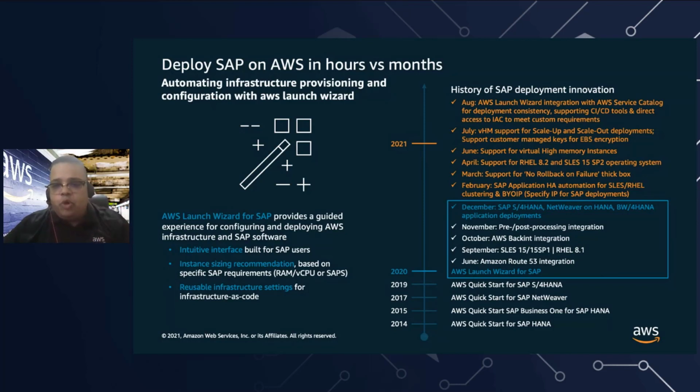Also, it supports a broad variety of best practices from both SAP and operating system perspective. For example, it automatically applies all the SAP required parameters to the SAP system. Same goes for OS based parameters, kernel based parameters, things like that. So now let's explore more about the SAP Launch Wizard in the next slide.